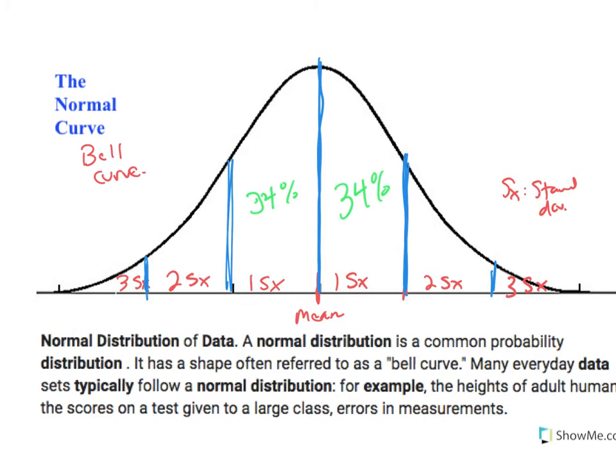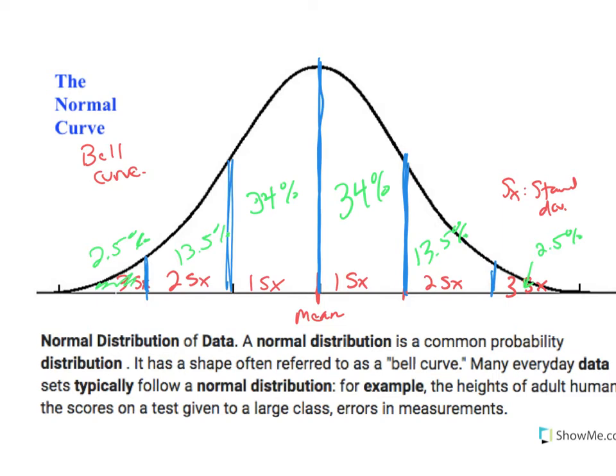The next 2 sections above and below the mean, 2 standard deviations away, have a percent of 13.5% in that little area. And then lastly, this little sliver, this little edge left over here, is roughly 2.5% of the data.